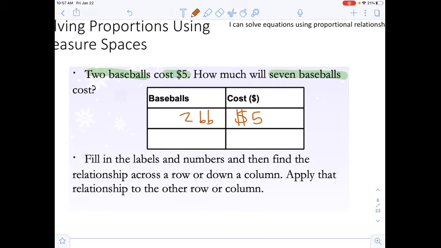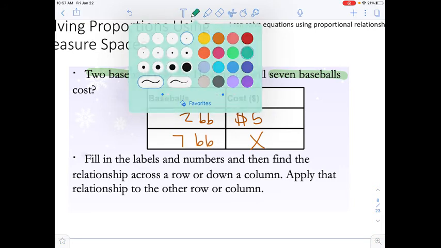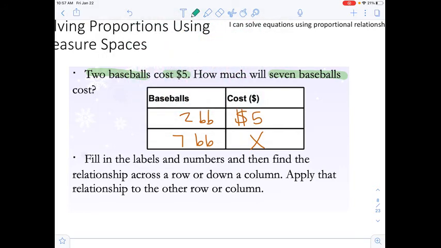2 baseballs, $5. How much will 7 baseballs cost? So then I'm going to do 7 baseballs is how much? X. We don't know. So we fill in the labels and numbers and then find the relationship across a row or down a column and apply that relationship to the other column. So here, looking at 2 and 5, 2 and 7, there's not a clear relationship here. So what I'm going to do is use cross products to solve.